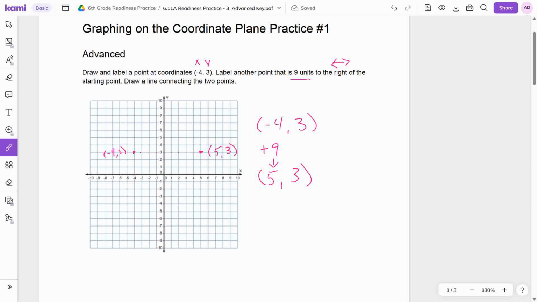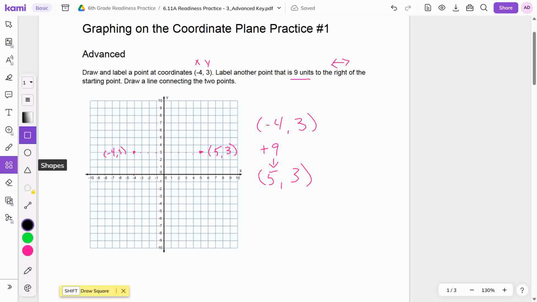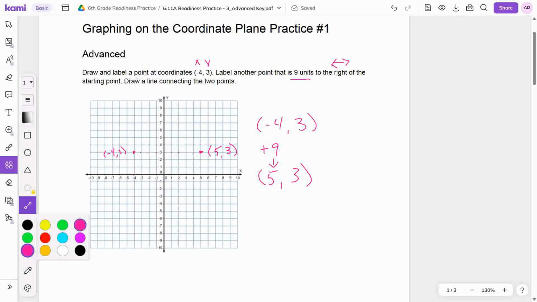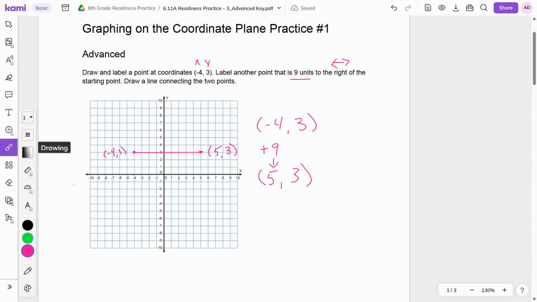Then I need to draw a line connecting these 2 points. So I'll just get my line out here. Start at (-4, 3), and then just move it over to (5, 3). And then we are good to go on that problem.